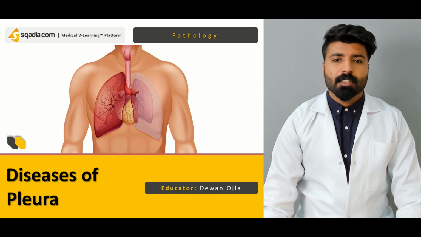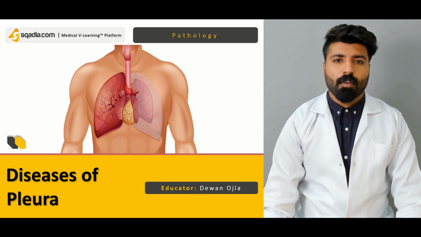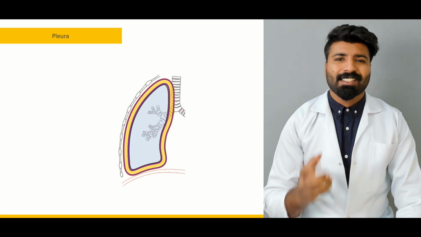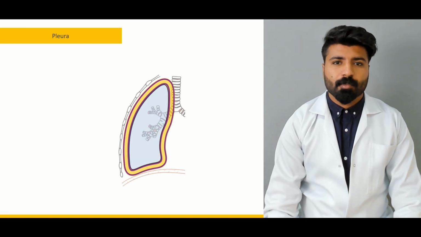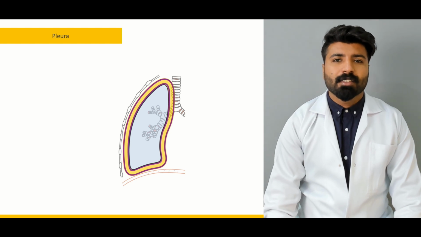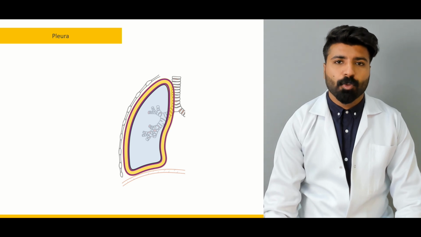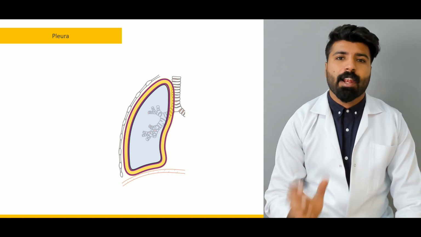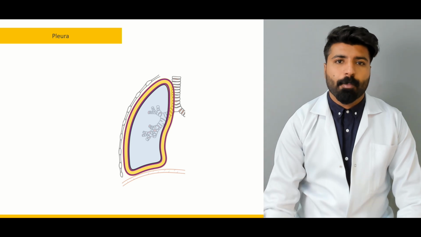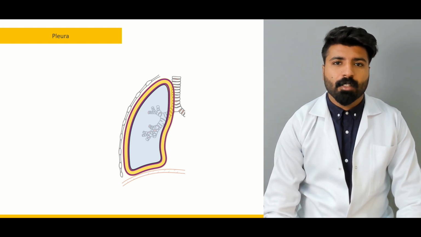Topic of the lecture today is diseases of the pleura. First of all, we have to know what the pleura is. Pleura is actually a single cell lining of mesothelium. A single cell lining of mesothelium along with connective tissue makes a pleura. That's what its anatomy is. That's what it's made up of. You have to know that a single cell layer of mesothelium and connective tissue makes up the pleura.